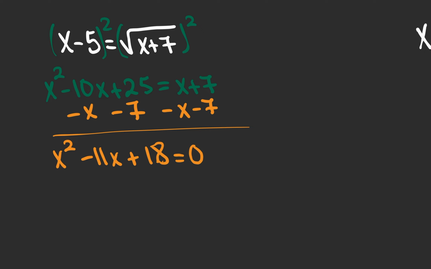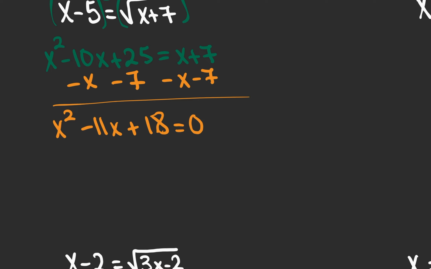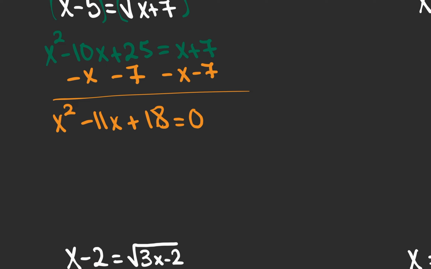is equal to 0. Now I'm looking for the factors of 18. What two numbers multiply to give you 18, but when added together will give you negative 11? I would say that we have the following factors. We have negative 9 and negative 2, right? Negative 9 times negative 2 gives you positive 18. Negative 9 plus negative 2 gives you negative 11.